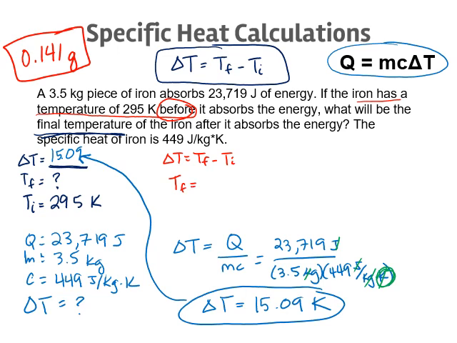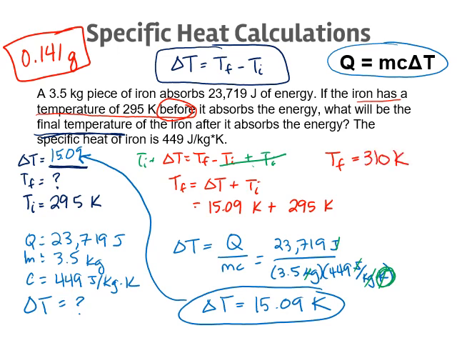So remember, since you're subtracting, you have to add initial temperature to both sides. That's going to cancel out. So it's going to be temperature final equals the change in temperature plus temperature initial. The change in temperature is 15.09 Kelvin plus the initial is 295 Kelvin. This is going to give us a final temperature of 310 Kelvin. So that is going to be our final answer.